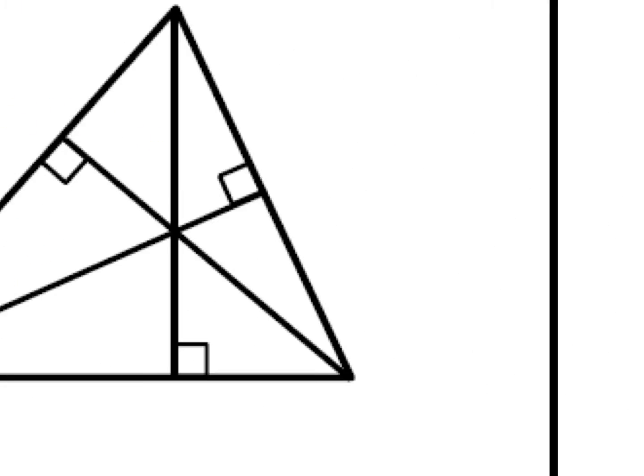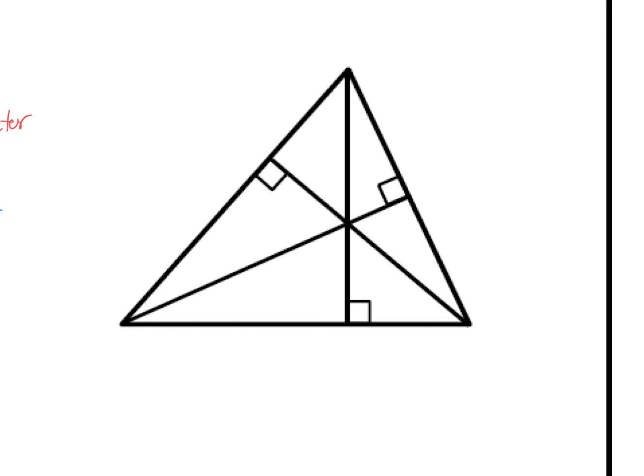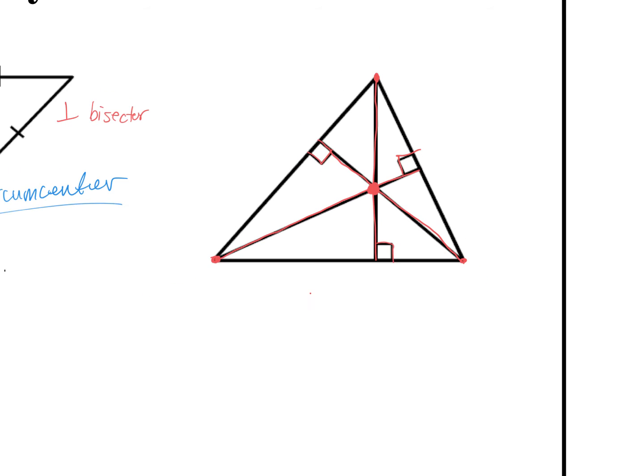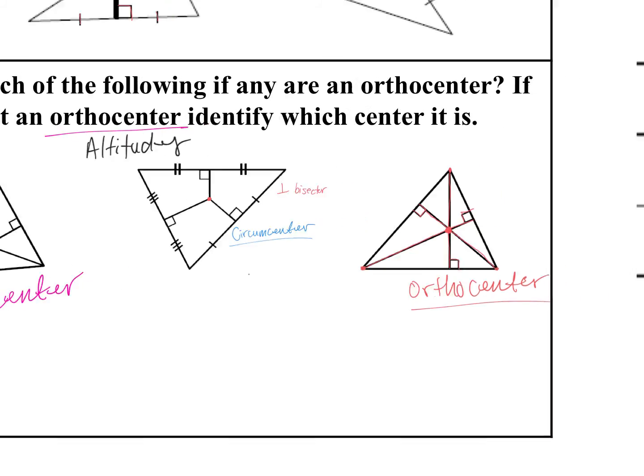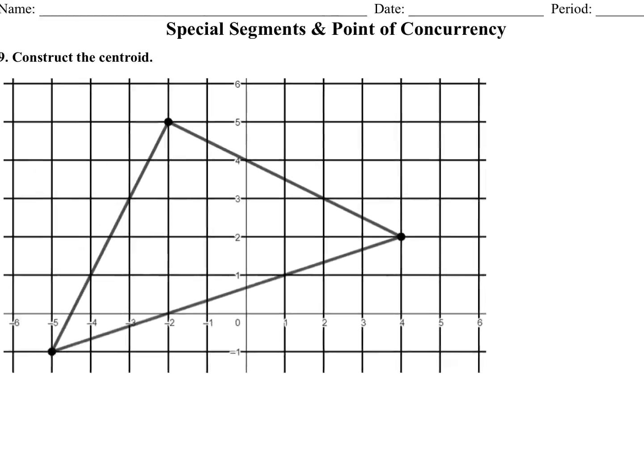Now the last one here, from the vertex straight down perpendicularly to the opposite side, we do have here 3 altitudes. Okay, and all the 3 altitudes do intersect at the orthocenter. Okay, so we have our labeled diagrams here. Now let's go on to the back. Let's go to number 9.